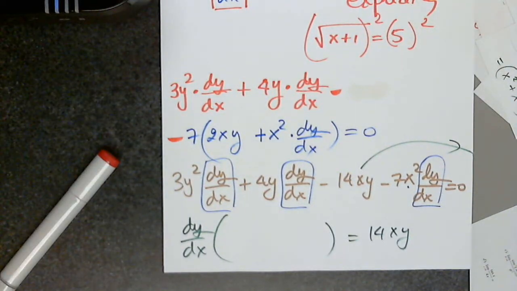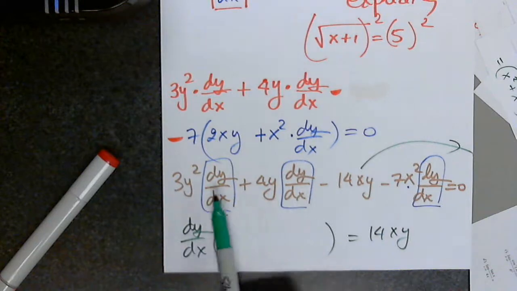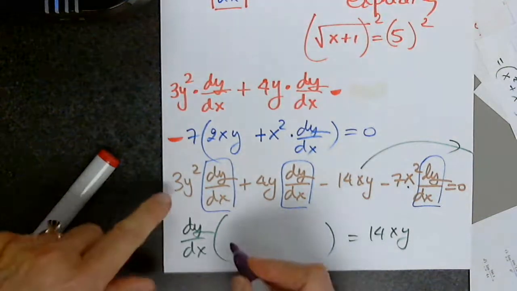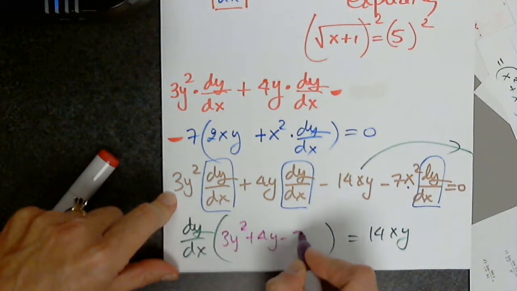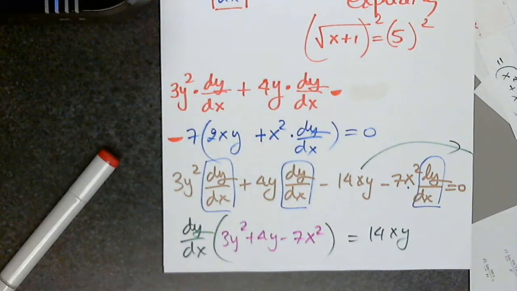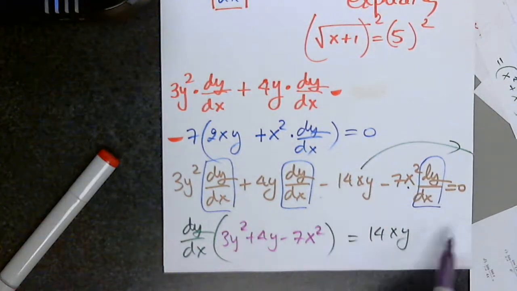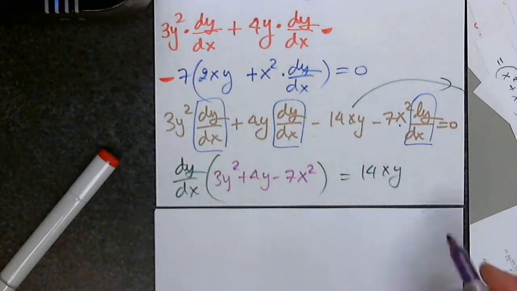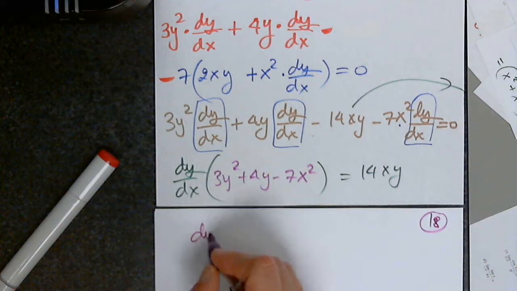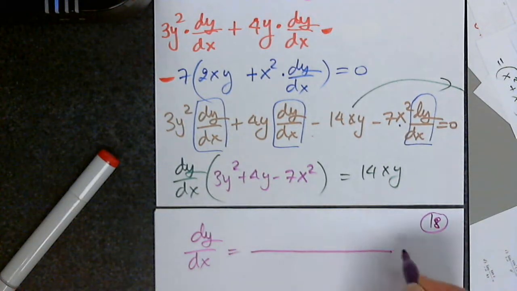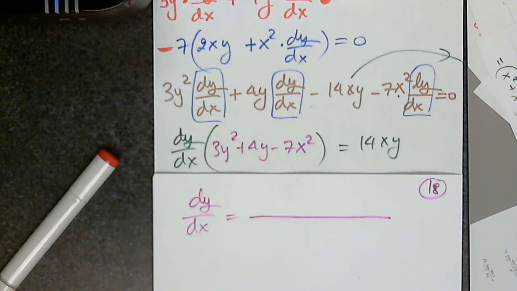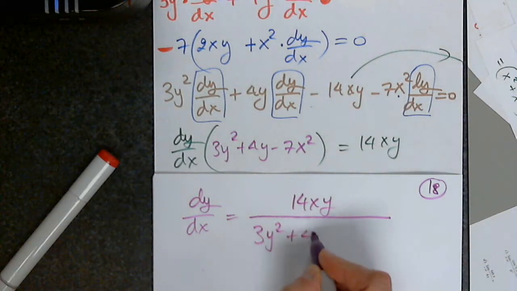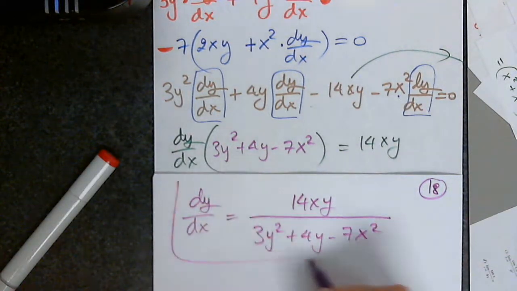So what is left in parentheses when I pull dy over dx from these 3 terms? Yes, this did not have the variable, so I moved it to the other side. Final step, please. And this is how we deal with implicit differentiation. Dy over dx equals what? Indeed, this over that. 14xy over 3y squared plus 4y minus 7x squared.